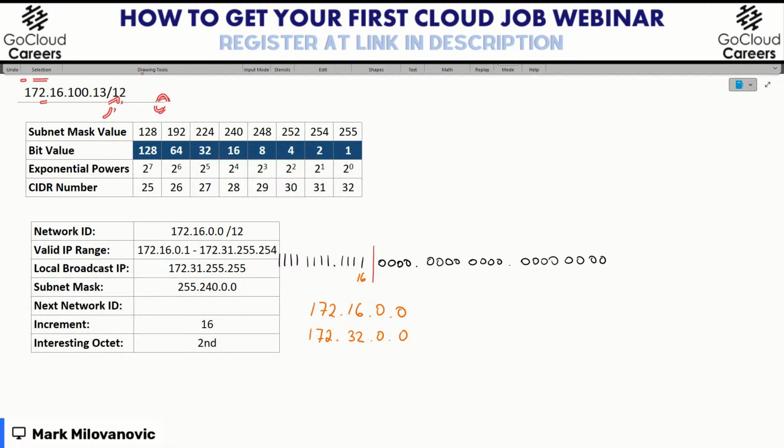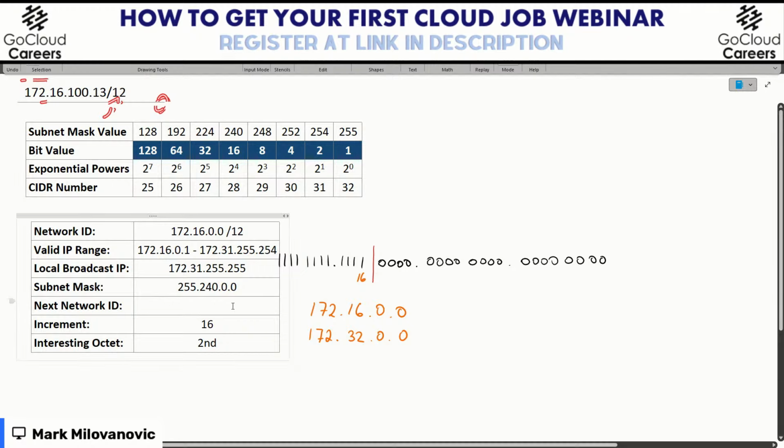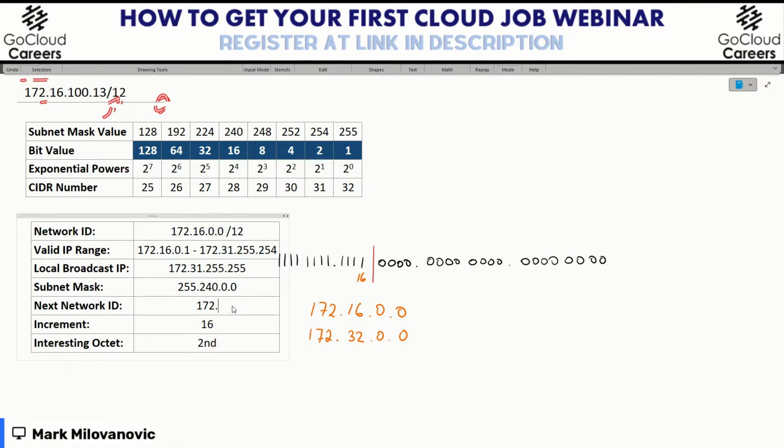Yep, that's it. So our next network would be 172.16.32, sorry, here, 172.32.0.0.